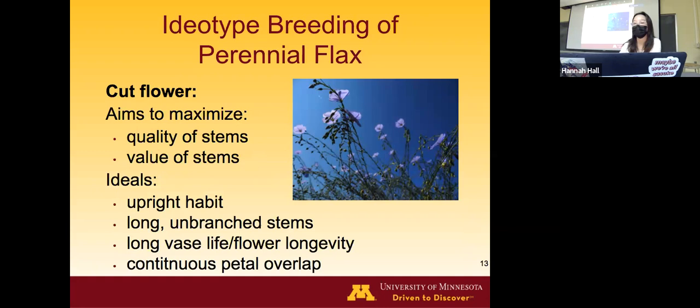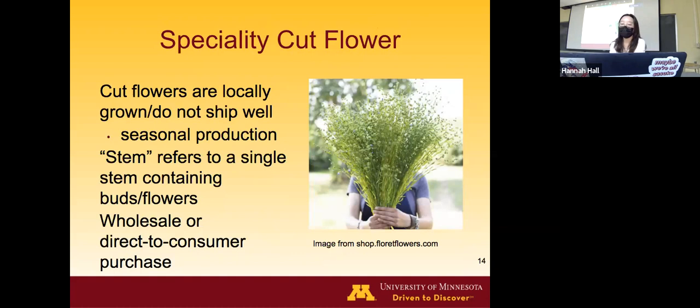Some more about cut flowers, just so you have a little bit of background information. Flax would be considered a specialty cut flower. These are cut flowers that are locally grown and probably don't ship very well. They are mostly seasonally produced, and a stem refers to a single stem from a plant containing buds and flowers. These specialty cut flowers would often be sold wholesale or direct to consumers, at places like a farmer's market, as an example.